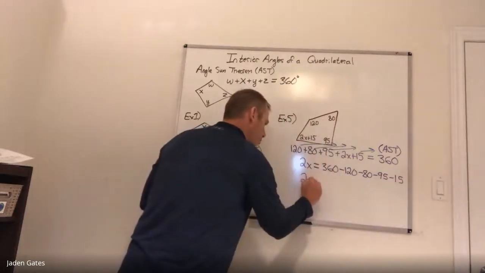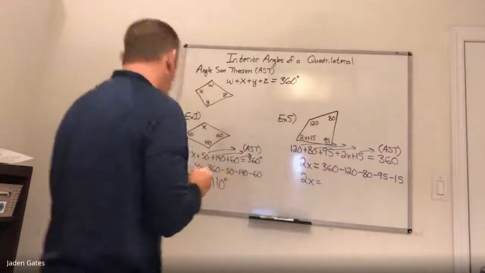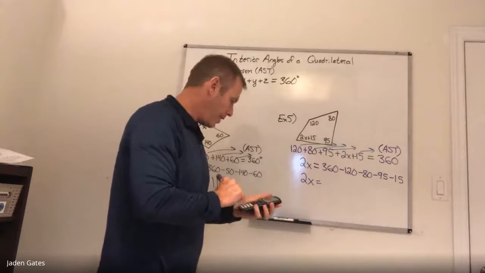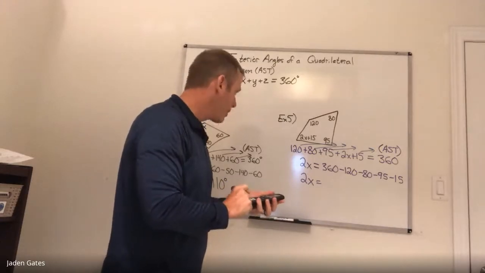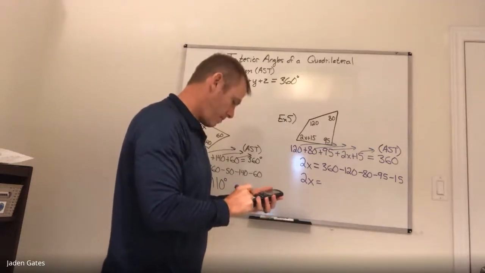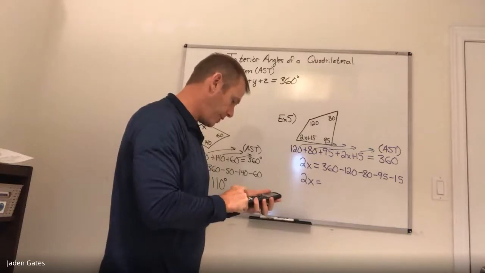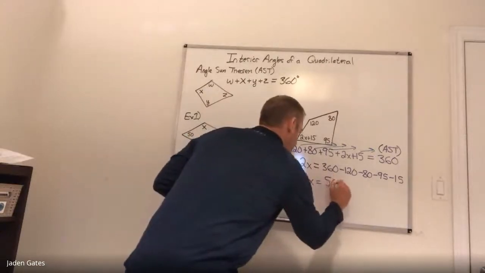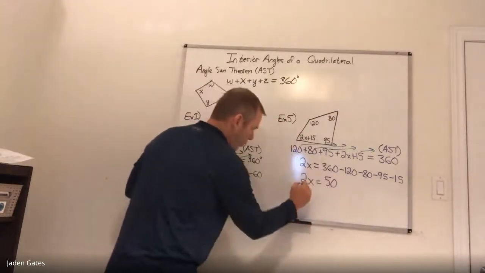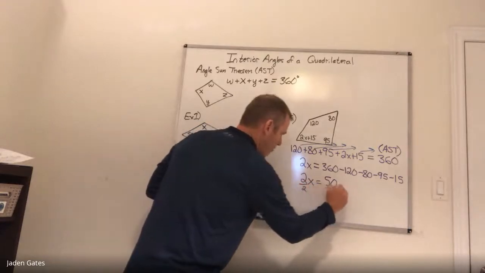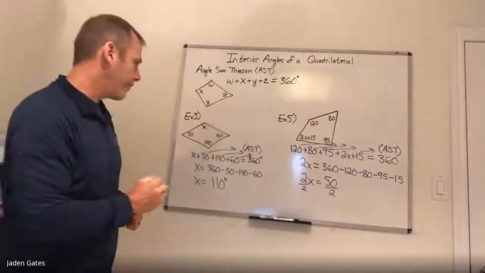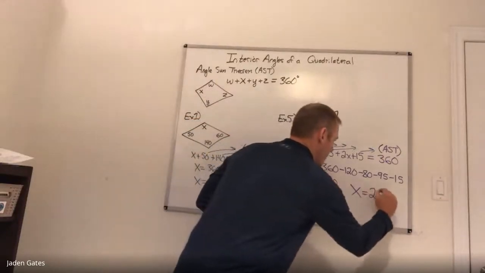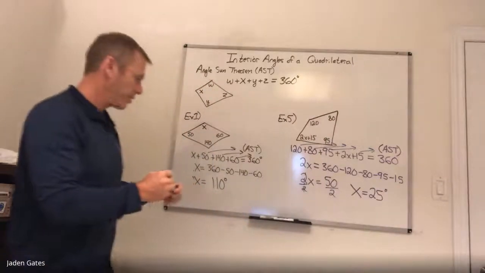Okay, so 2x equals, I have to simplify that. So I grab my calculator. Let's see here. I got 360 minus 120 minus 80 minus 95 minus 15. After all that, we get a 50. All right, and of course, we got to divide by our numerical coefficient, which is the number in front of our variable. And so we're cutting 50 in half. And so our x value in this case is 25 degrees. All right.